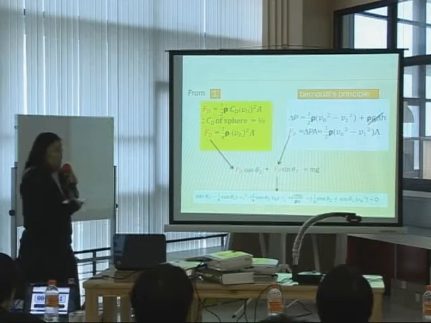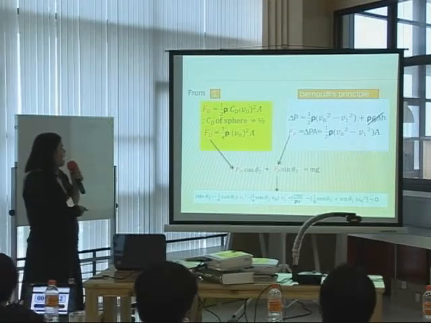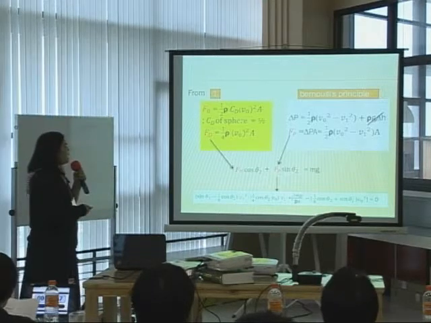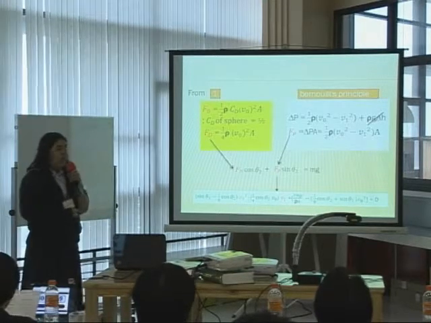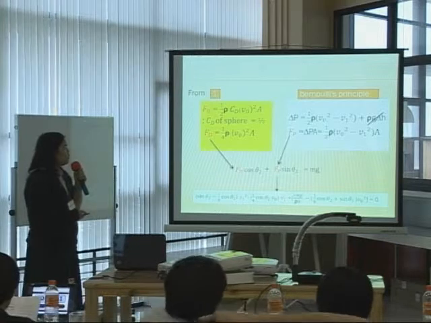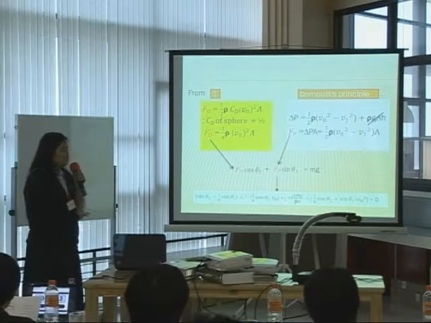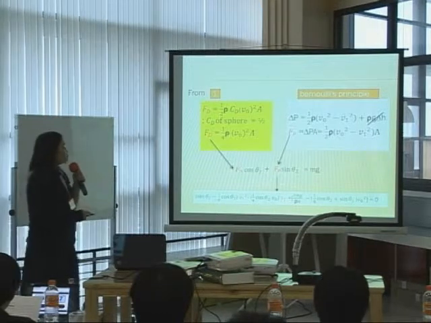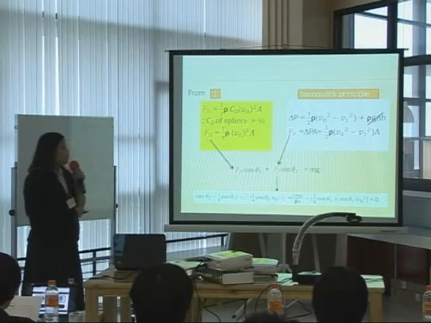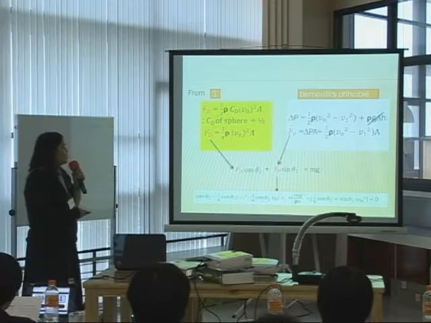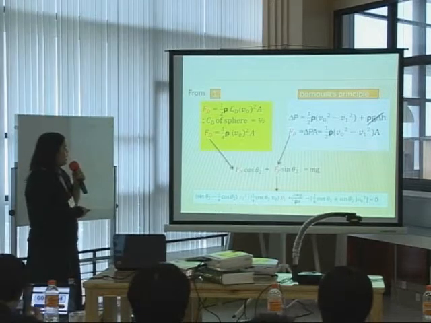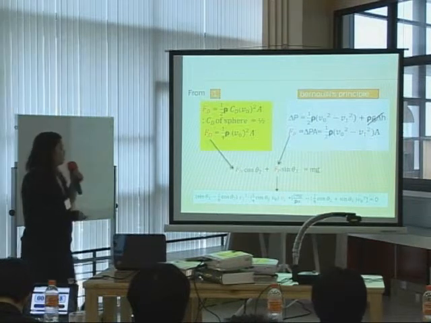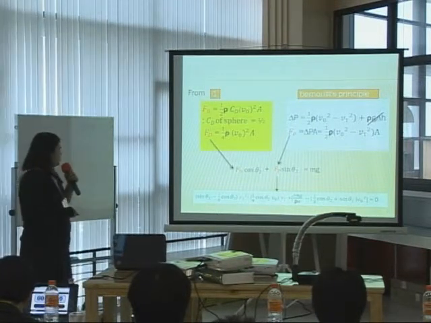From equation 1 about the drag force, and from the Bernoulli principle, I found delta P, which is equal to 1/2 rho (V0 squared minus V1 squared) plus rho gh. But at this point, I will ignore rho gh. And Fp is equal to delta P times A. So when I substitute these into the equation, I finally get this long equation.